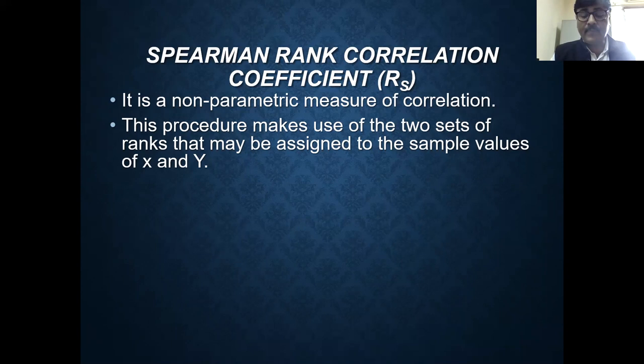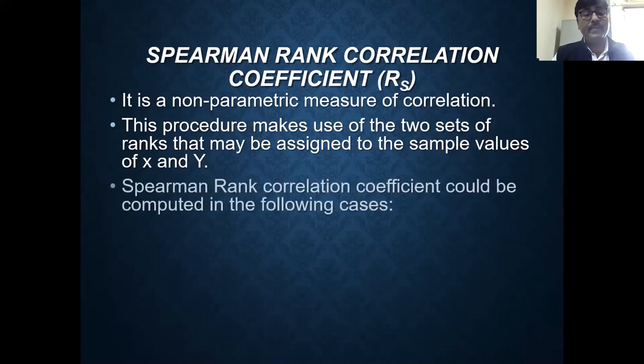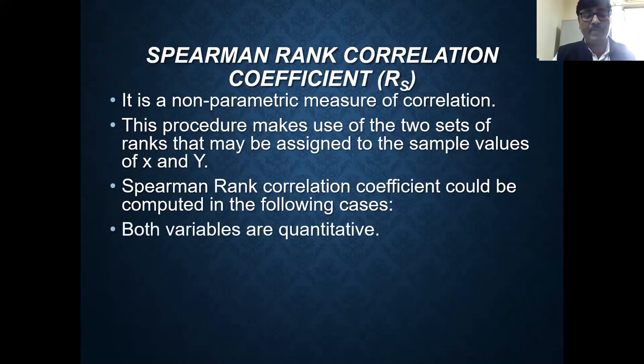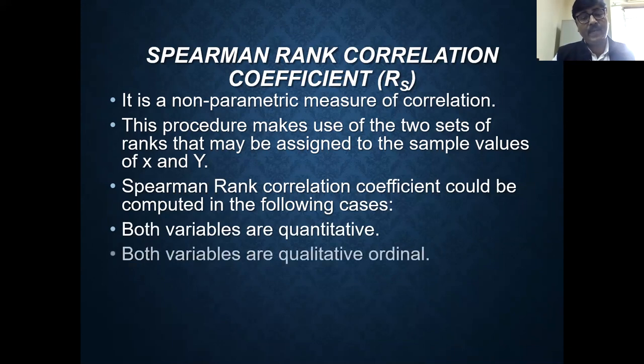If we have observations, we write down the observations in ascending order and then rank them. When you rank the observations, the effect of outliers is automatically eliminated. Then you use the Spearman rank correlation coefficient, which can be computed in the following cases: when both variables are quantitative but an outlier is present, or when both variables are qualitative ordinal variables.